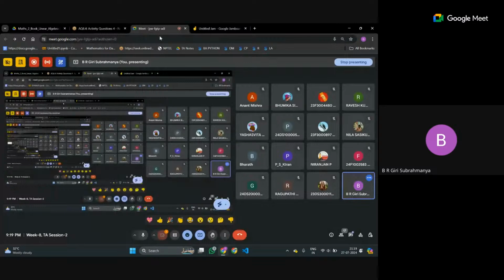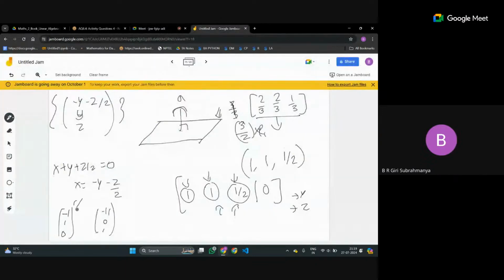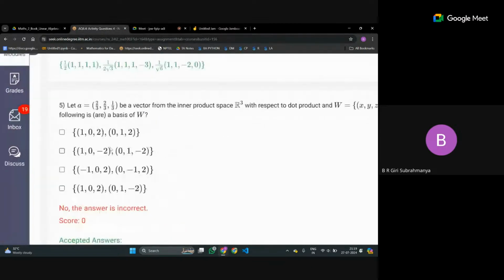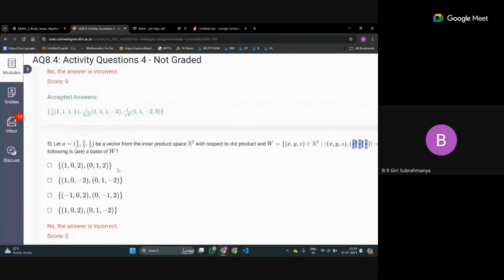That's the same thing which we have been doing from week 5. Any doubt? So these two can be the basis. You can check for independence also. These two are going to be the basis. And from this, see which vectors are of this form.